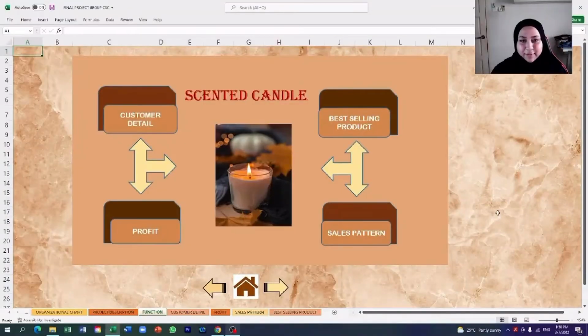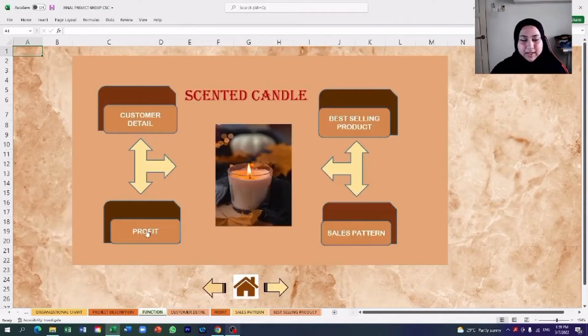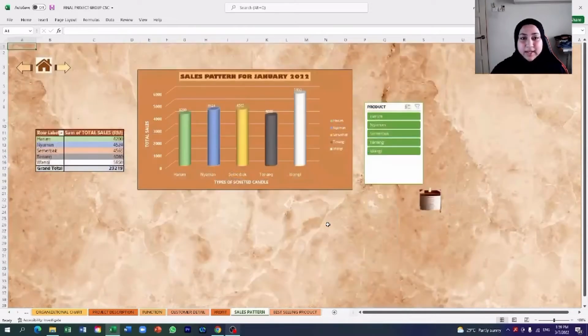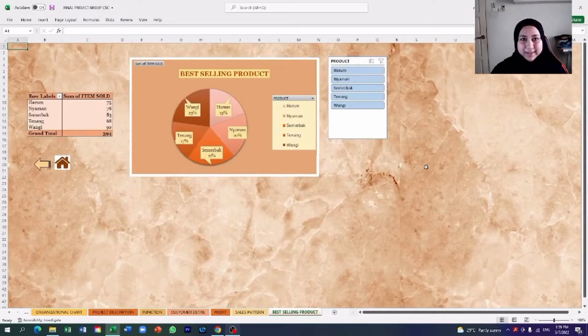Here are the 4 functions of our Microsoft Excel. The first one is customer details. The second one is profit per product. The third one is our sales pattern for January 2022. And the last one is our best selling product.